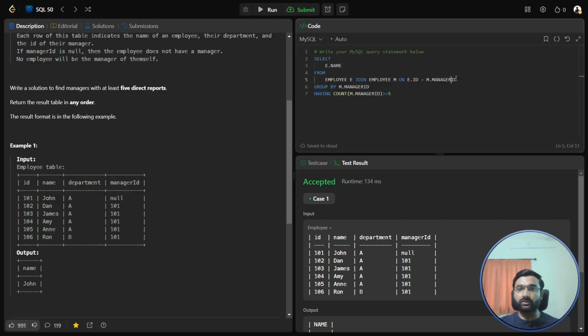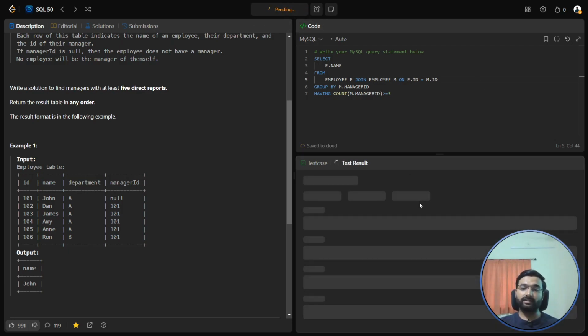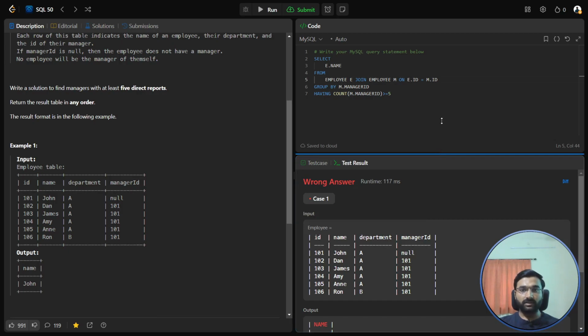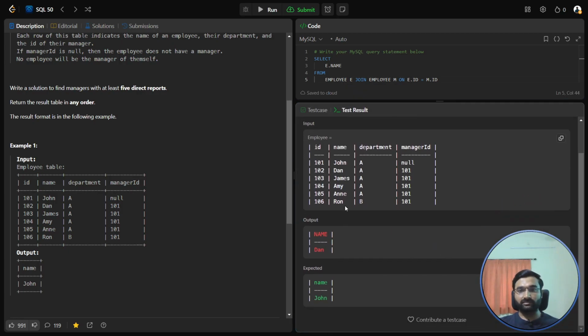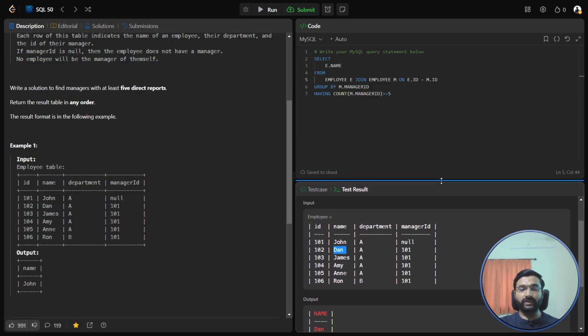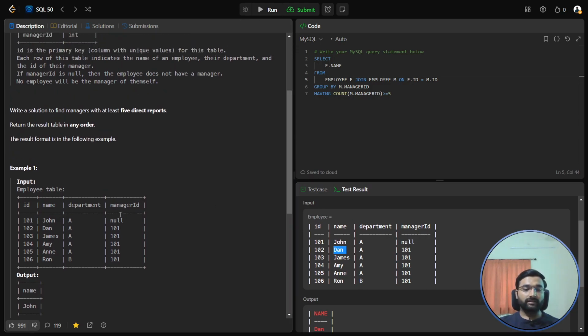Let's say if I join m.id, is the same thing, right? But if I do this, will I get the same output? No. Now I got Dan, this guy. I don't know how. So it is very important when such types of questions come, where both the columns have almost the same inputs, to know on which column you are joining the tables, right?